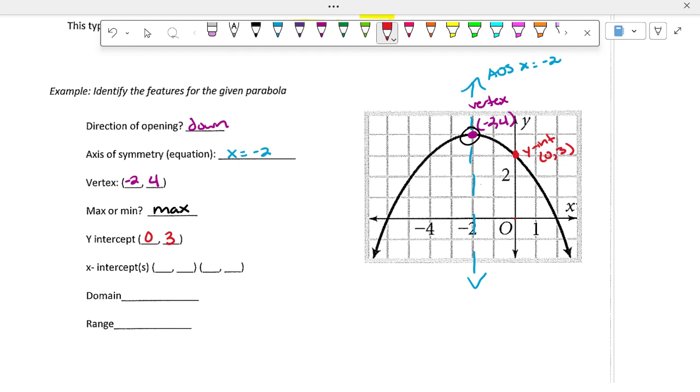All right. X-intercepts. What is one x-intercept, Ephraim? -5, 0. So right here. That's a 6, yeah. -6, 0. So that's an x-intercept. What's the other x-intercept? Luke. 2, 0. So that's the other x-intercept.